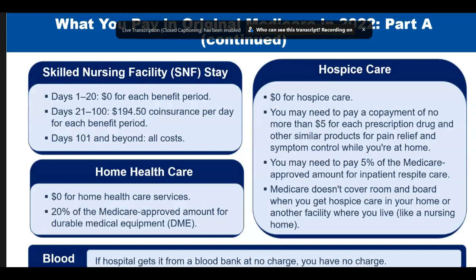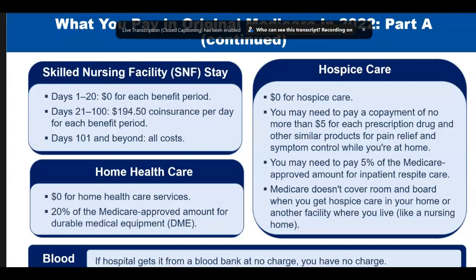Also important to note that if a hospital gets blood from a blood bank at no charge, you won't have to pay for it or replace it. But if a hospital has to buy blood for you, you're going to have to pay for those hospital costs for the first 3 units of blood that you get in each calendar year. Or you can have the blood donated by you or someone else. Now you can see where all of these little costs kick in. It's important to have a plan to have these covered, and this is where Medigap comes in.